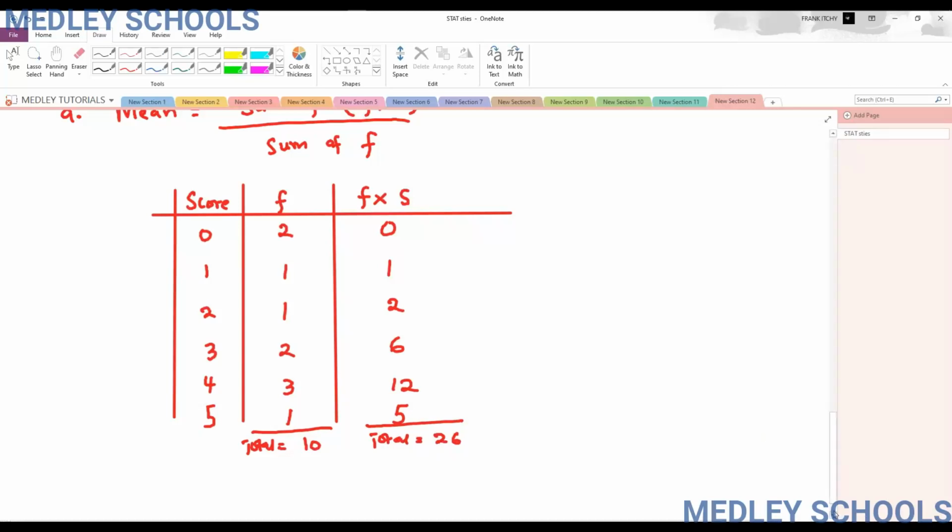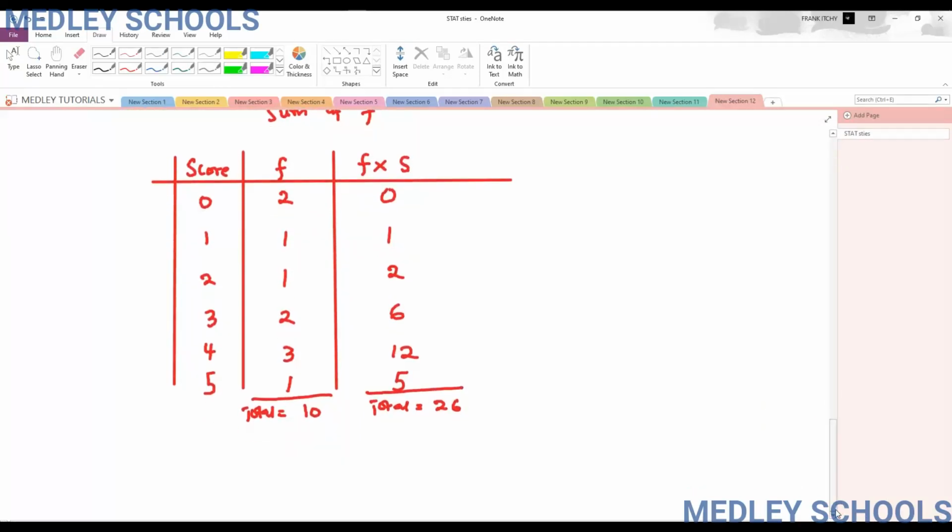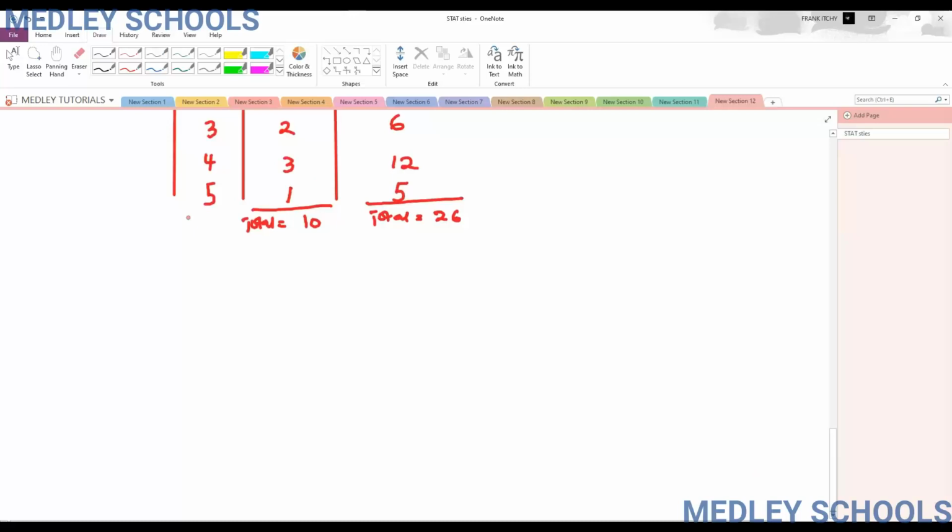Now from the formula we have above, mean is sum of frequency times score, 26, over sum of frequency, 10. So we have mean to be 2.6. Now that is the first part. Then the second part is the median.